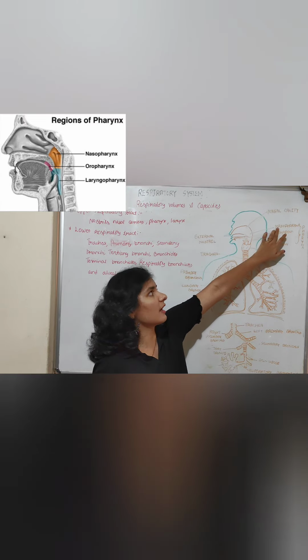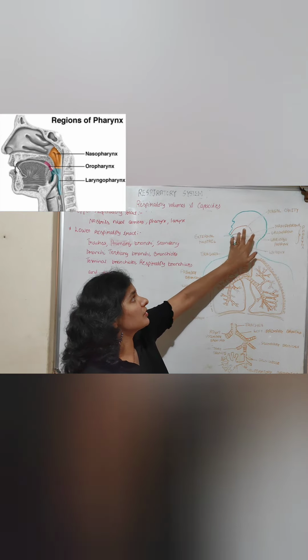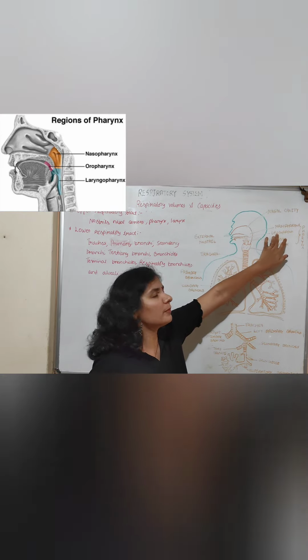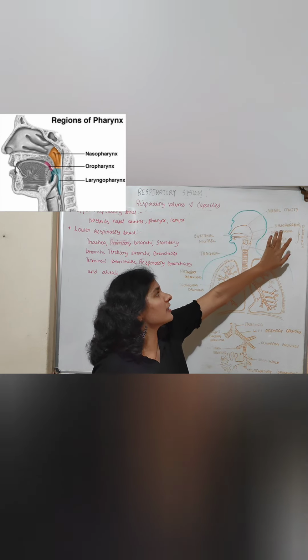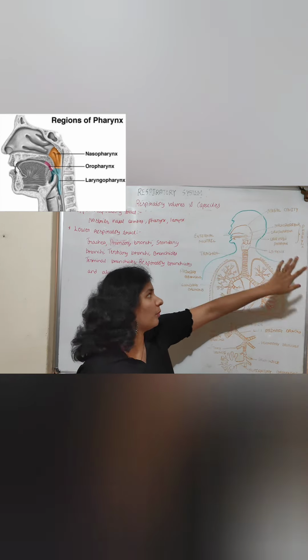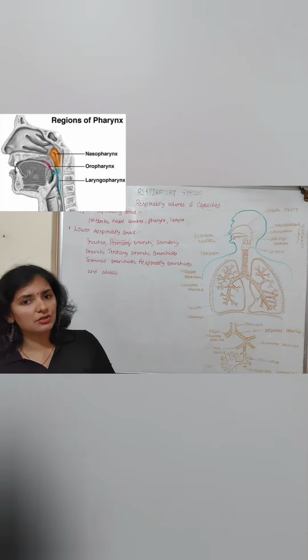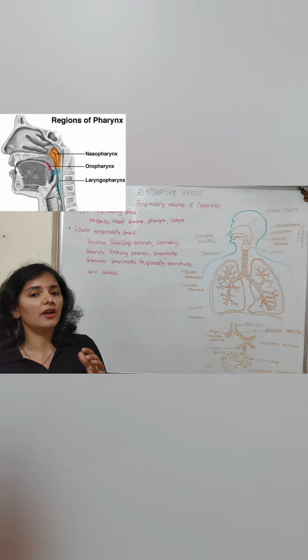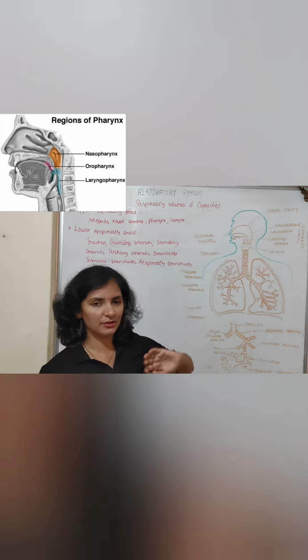Naso means nasal cavity or related to the nose. So nasopharynx is the part of the pharynx into which the nasal cavity opens. Oro means oral cavity. So oropharynx is the middle part of the pharynx into which the oral cavity opens. Laryngopharynx is the inner part of the pharynx which leads to the larynx and the esophagus. So laryngopharynx leads to larynx and the esophagus.